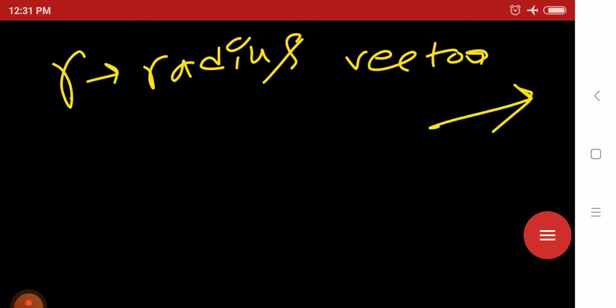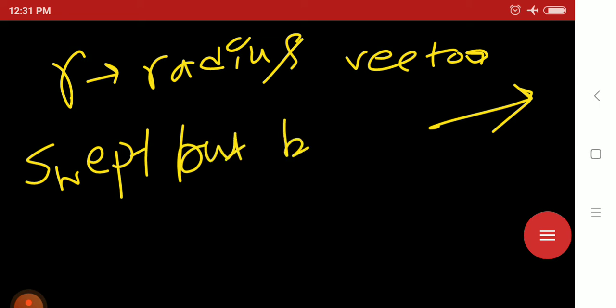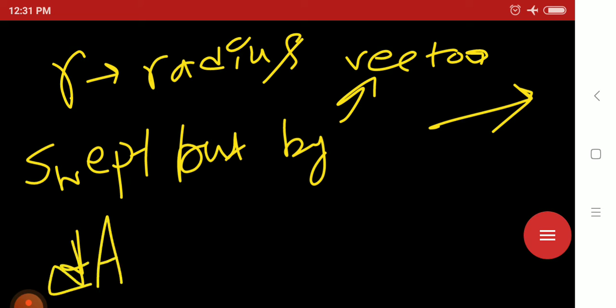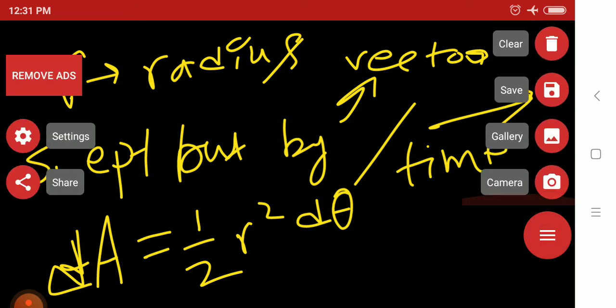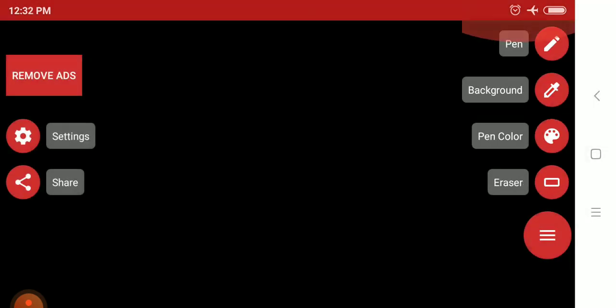Why? Because it has a certain direction, which I have drawn in the figure. So we can write the area swept out by the radius vector r. Let us consider a small area element dA, that is half into r square d theta, as I have shown in the figure. So per unit time, what will the radius vector sweep out?